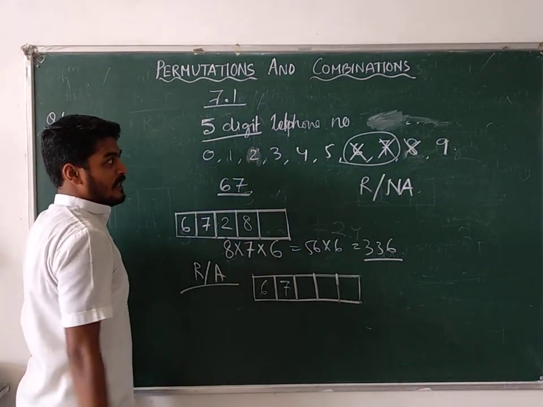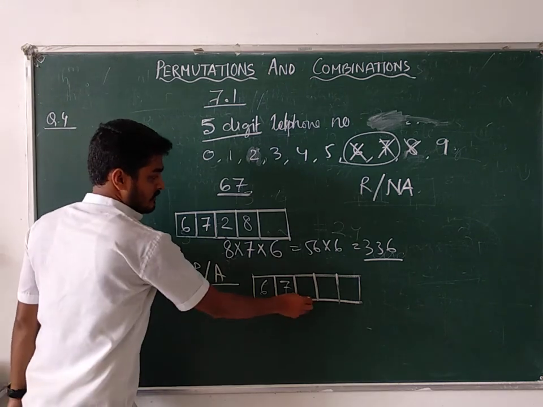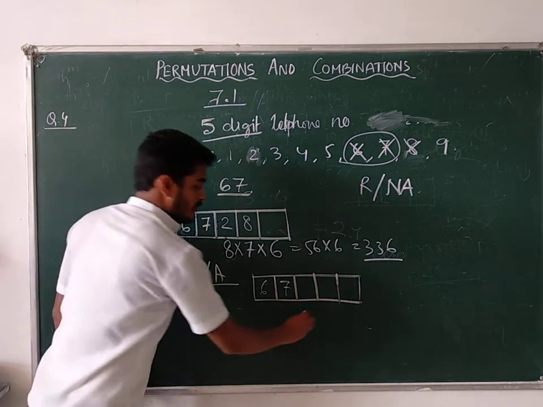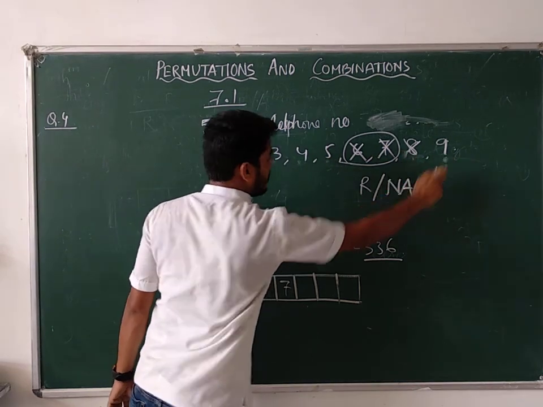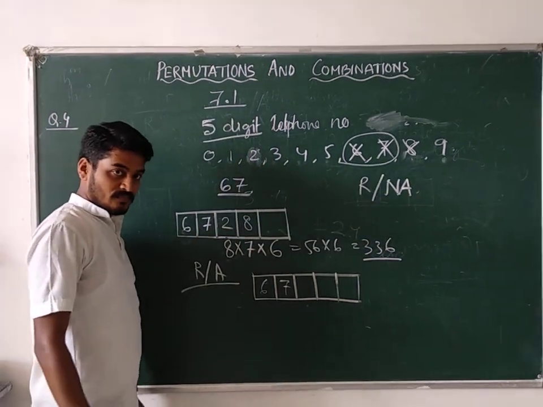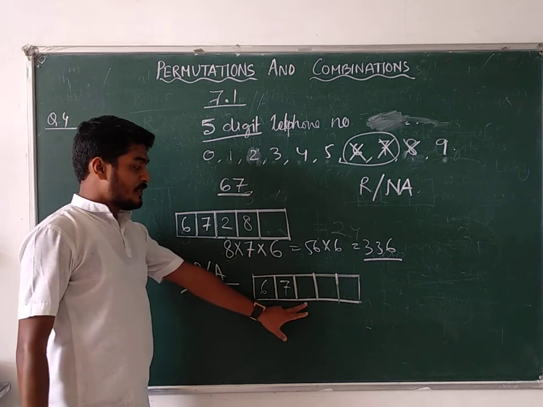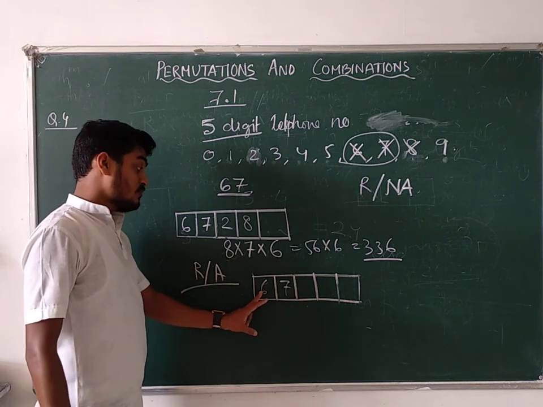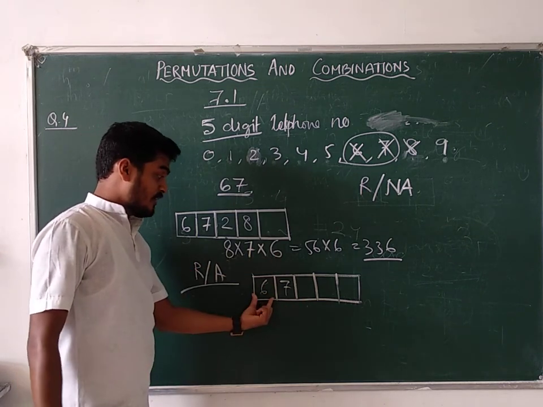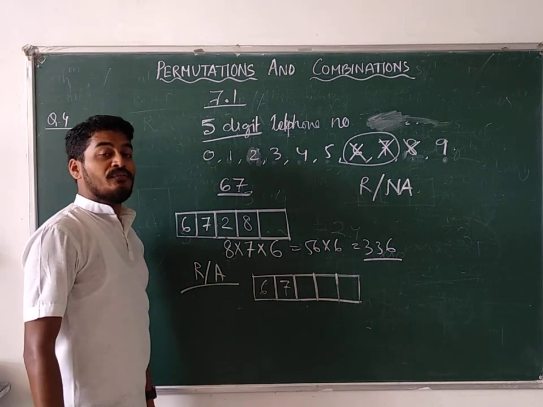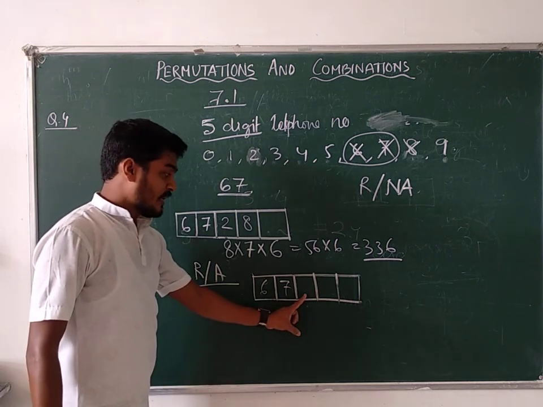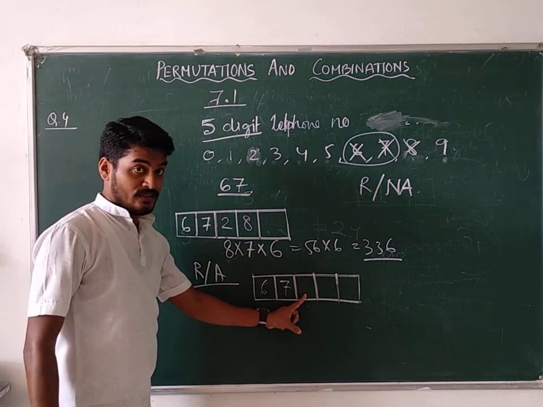How many different ways can you fill up the third place? 1 2 3 4 5 6 7 8. Listen. If the repetition is allowed, can you use 6 and 7 once again? It is already fixed. This place is fixed for 6. This place is fixed for 7. If repetition is allowed, here you can easily use 6 or 7 to fill up the place.